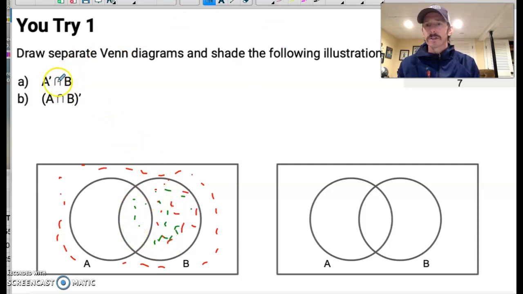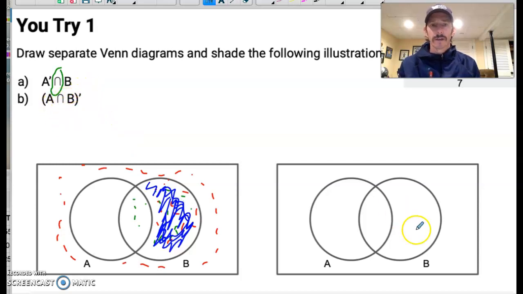So if I want the intersection, I want the overlap. The part that they both share is the part that has green and red. So this would be the part that was not in A but also in B, and I would ignore the rest. For this one, A intersection B, the complement.